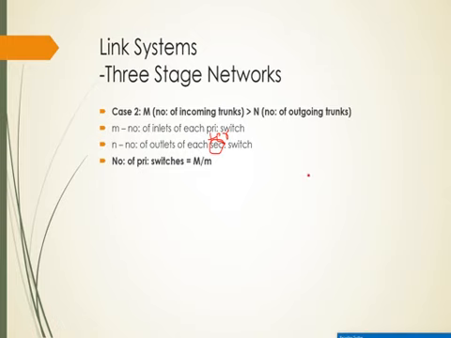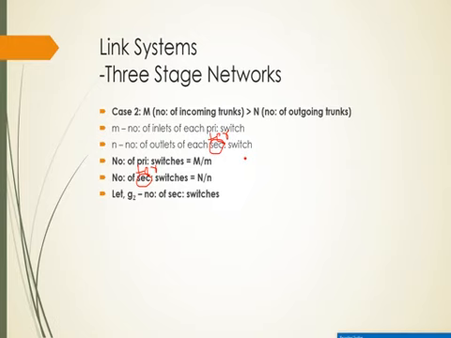Therefore, the number of primary switches is equal to capital M by m, and the number of tertiary switches is equal to the number of outgoing trunks divided by the number of outlets for that tertiary switch. Now, let G2 be the number of secondary switches, since I have to decide it based on the design values, so this will be identified based on the problem.